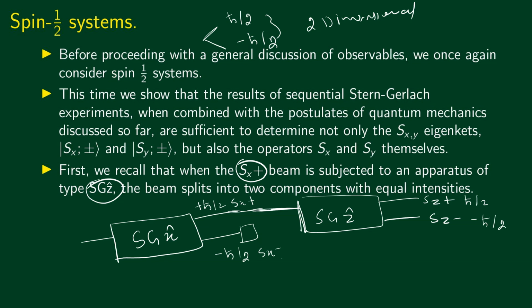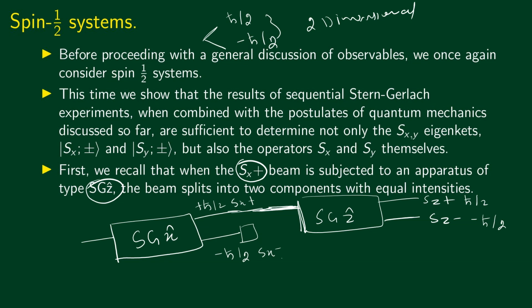The beam splits into two components with equal intensities. Experiments show that the intensities of both these beams are the same. What this means is that if you send a large number of silver atoms prepared in this manner in the Sx plus beam, exactly half of them will return a value plus h bar by 2 for the spin along the z direction, and the other half of the atoms will return minus h bar by 2.